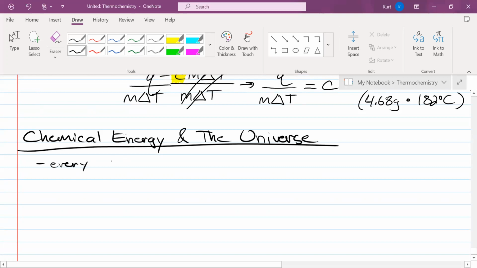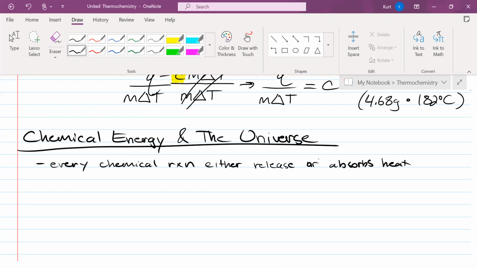Every chemical reaction either releases or absorbs heat. You just have to determine which one it is. Remember, if something is cold, what is it doing? It's absorbing heat. And if something is warm, it is releasing heat.